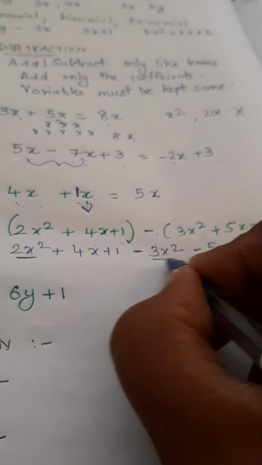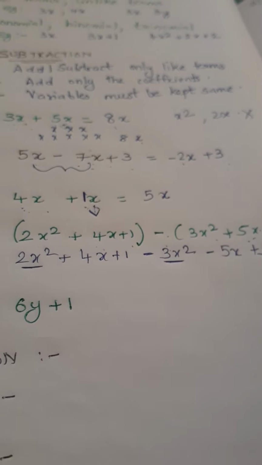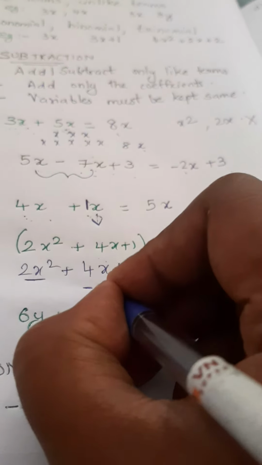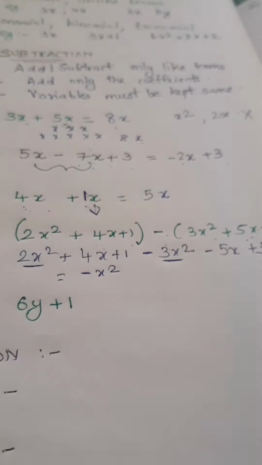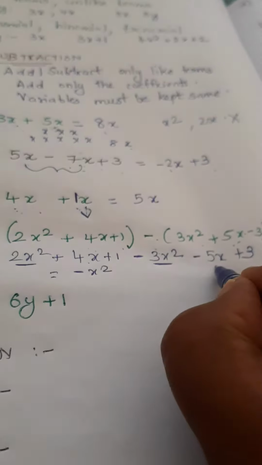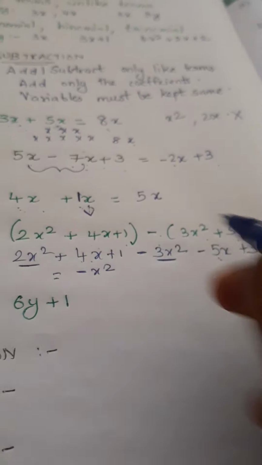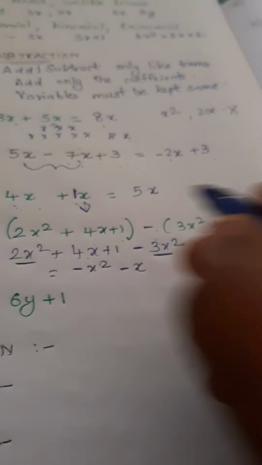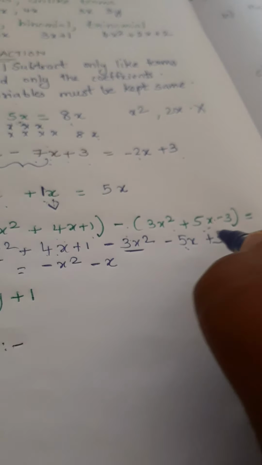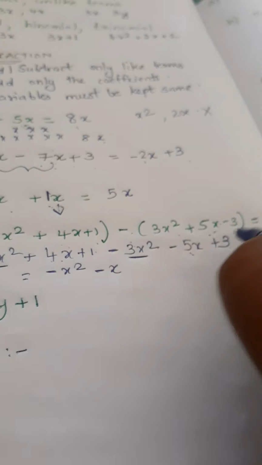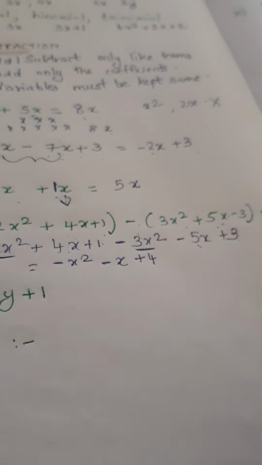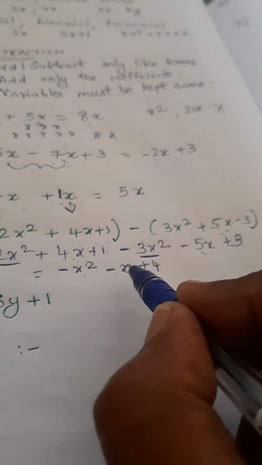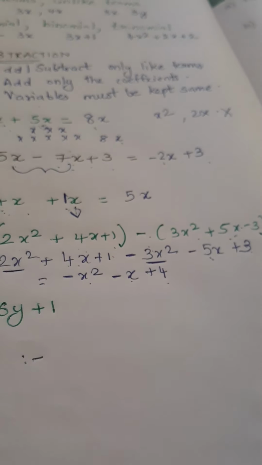2x square and minus 3x square are like terms. So 2 minus 3 will give you minus x square. Okay, 4x and minus 5x are like terms. So 4 and minus 5 will give you minus x. And 1 and 3 are constants, but they are like terms. So 1 and 3 will give you plus 4. So the answer is minus x square minus x plus 4.